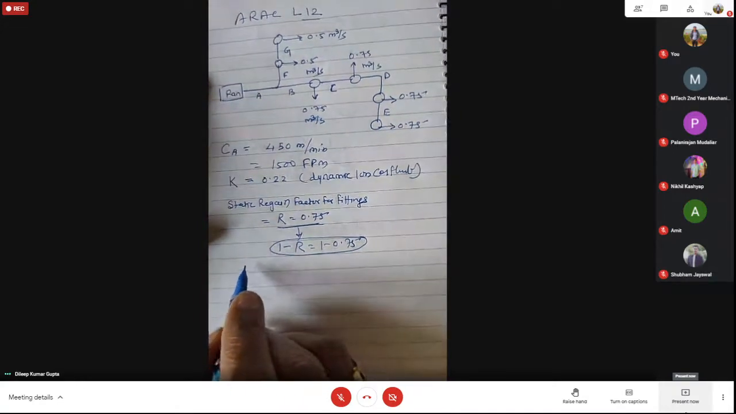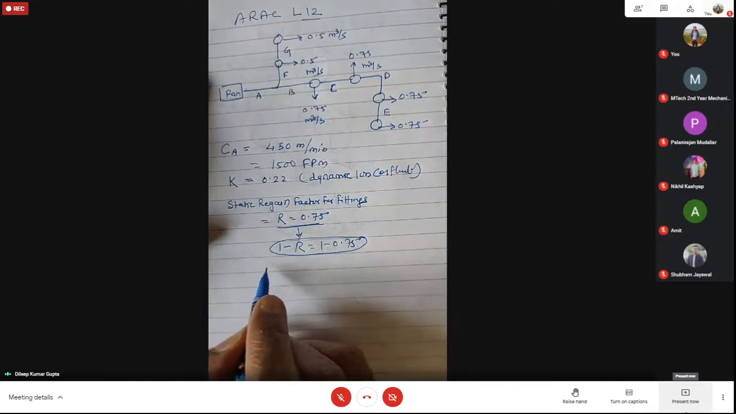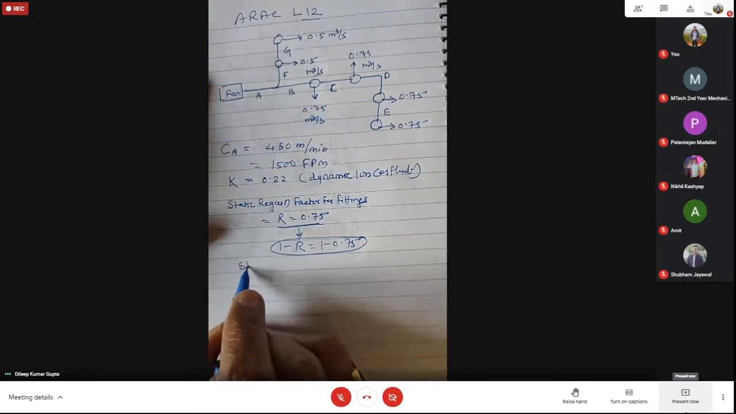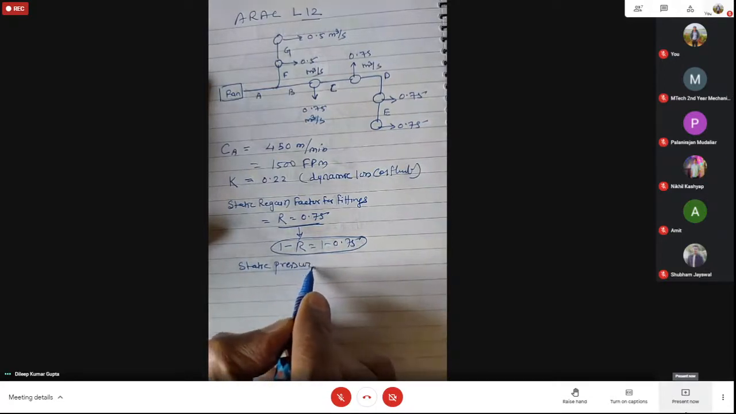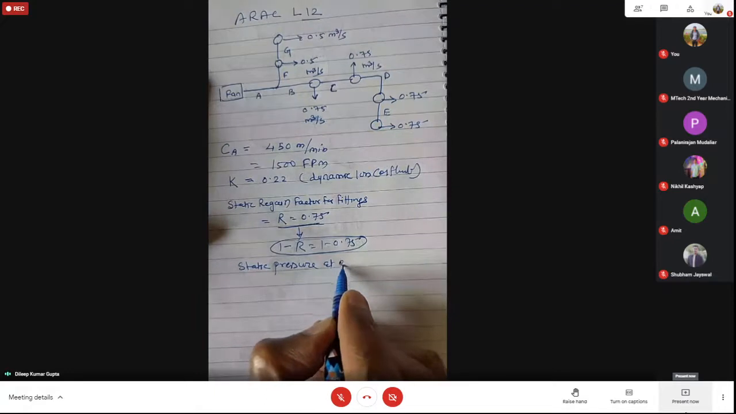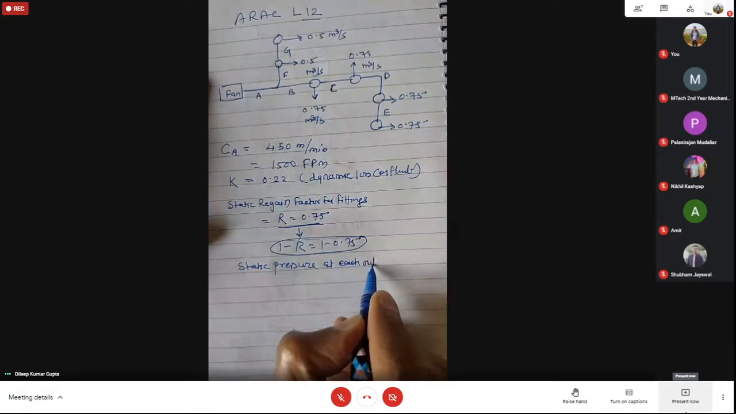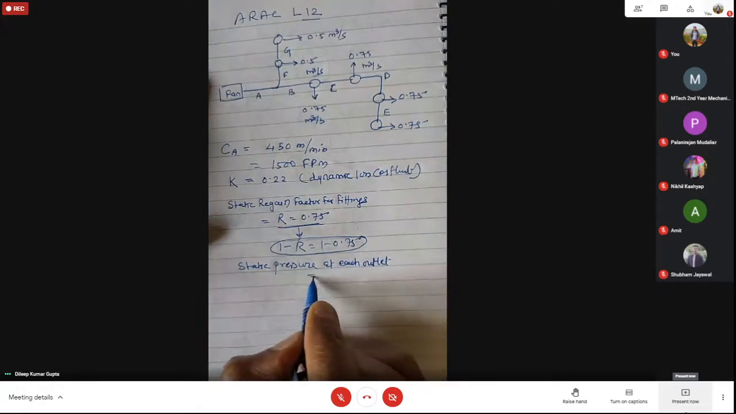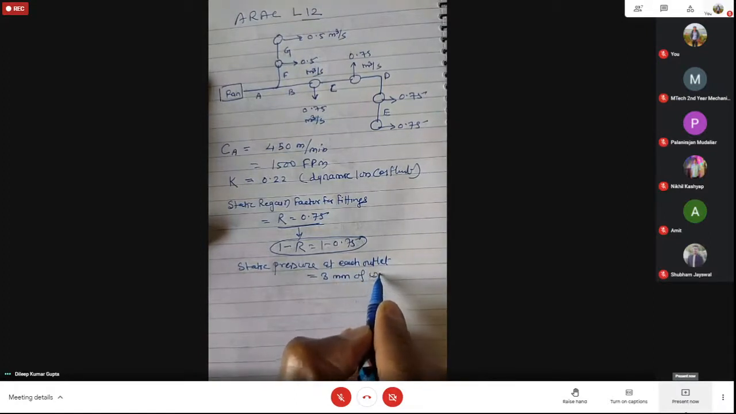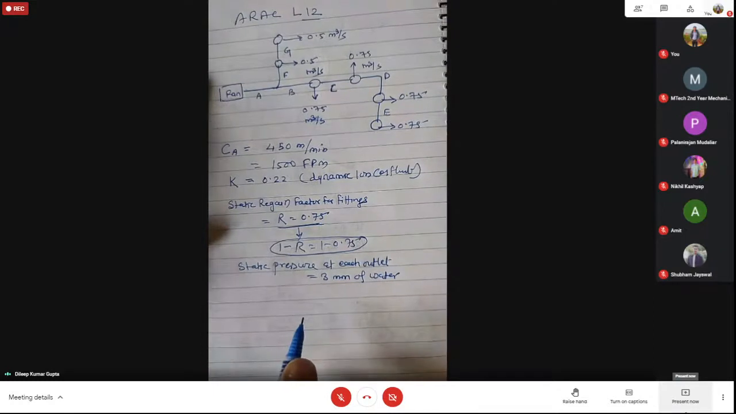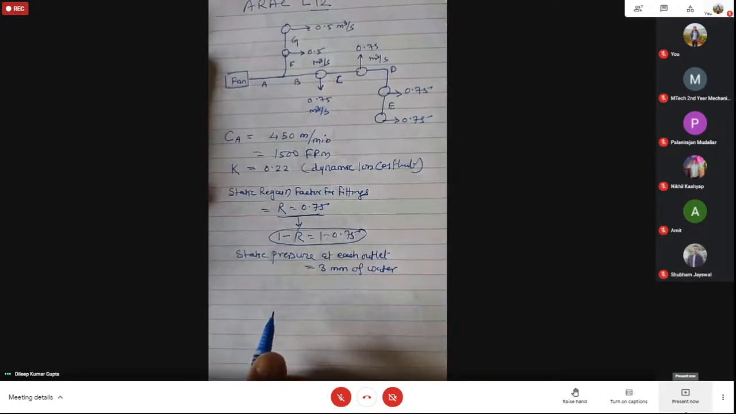Also, the data is given that the static pressure at each outlet should be maintained at 3 mm of water. Static pressure at each outlet is equal to 3 mm of water. See, this value can be taken from the data book for different applications. What should be the static pressure in this design condition? These are the data which are given.